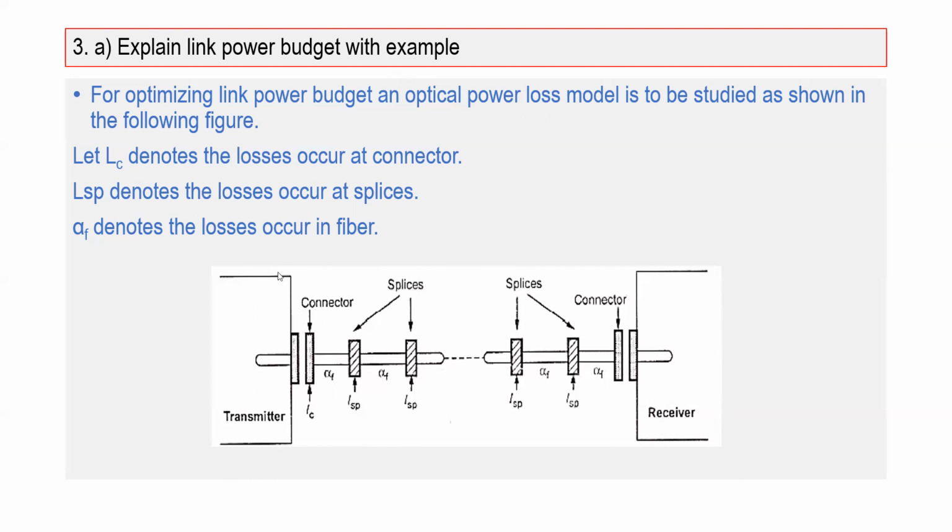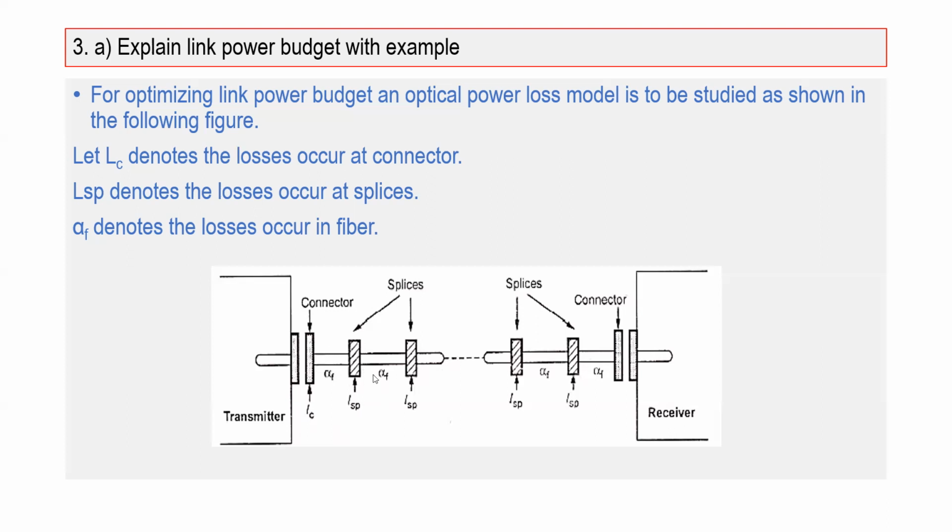Coming to this system, the first device that you find is the transmitter. The transmitter is connected to a connector. Using the connector, an optical fiber is connected to the transmitter. Then come different splices. And then at the other end, you will find one more connector, which is used to connect this fiber with the receiver. So at the connector, we get a loss and it is denoted as LC. At each splice, we get a loss and it is denoted as L suffix SP.